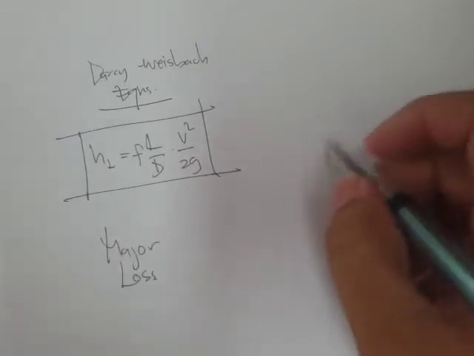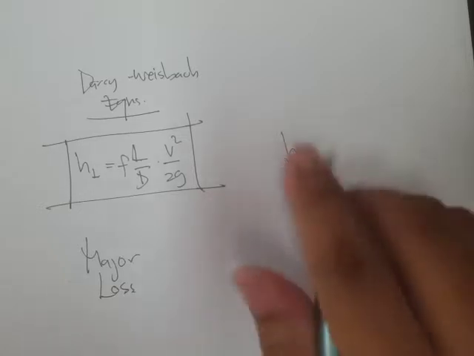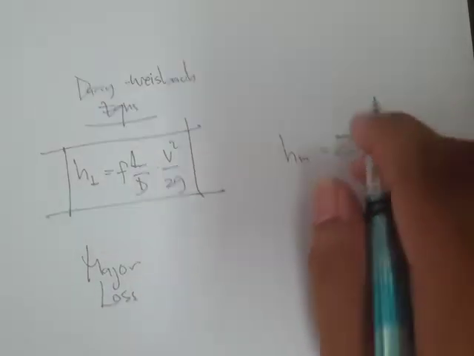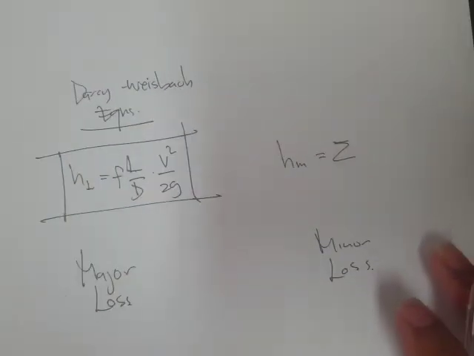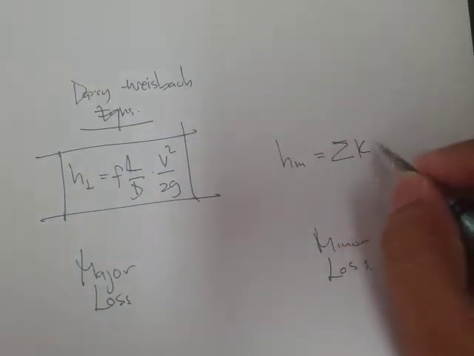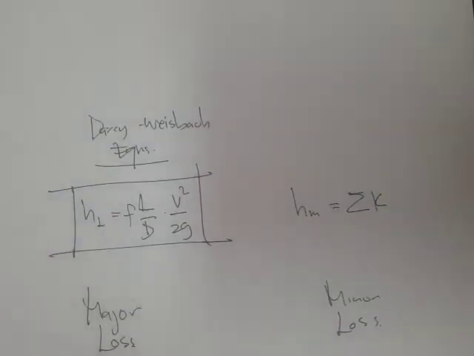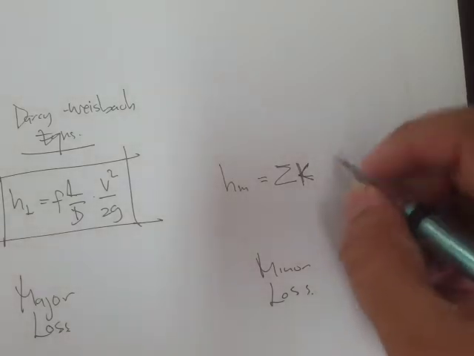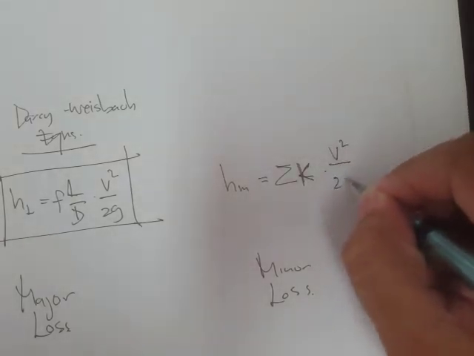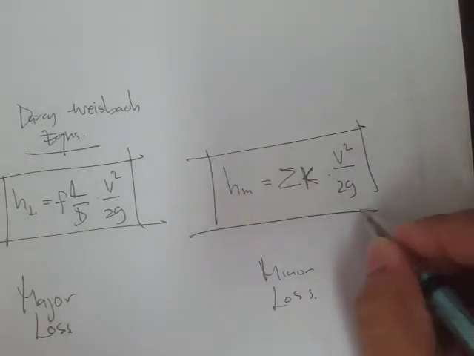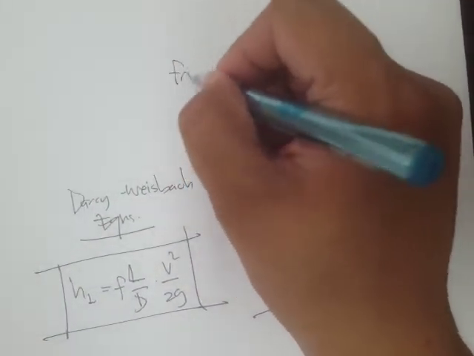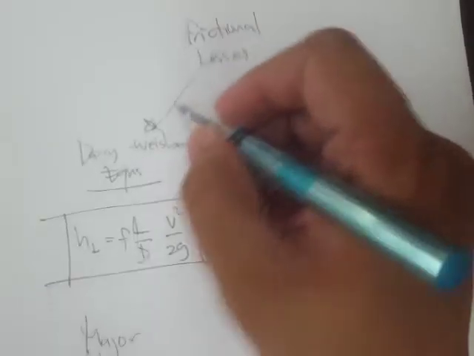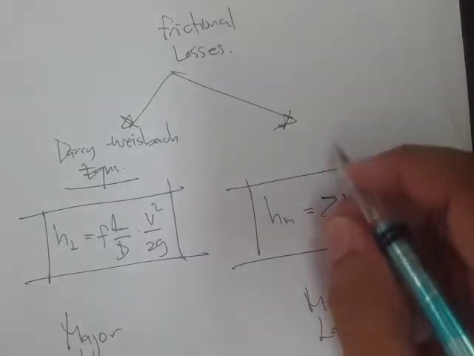And the minor loss is sometimes written in terms of HM, which is simply equal to the summation of the coefficients K, the summation of K times the velocity head. So we can now write this as frictional losses. We have the major loss and we have the minor loss.